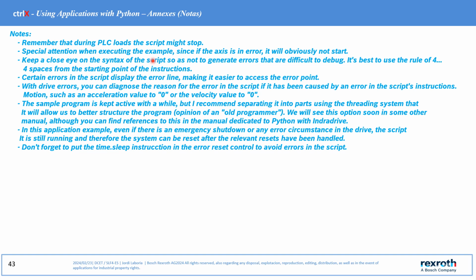Certain errors in the script display the error line, making it easy to access the error point. With drive error, you can diagnose the reason for the error in the script if it was caused by an error of motion instructions, such as an acceleration value of zero or a speed value of zero. The simple program is kept active with a while, but it is recommended to separate it into parts using the 3D system, which will allow us to better structure the program.